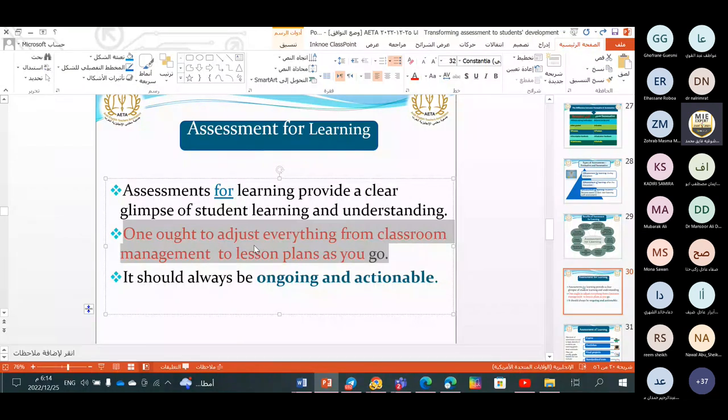But you bought this lesson plan, but you discovered that it doesn't suit this class. Maybe it suits one class, but it doesn't suit the other class. What will you do?